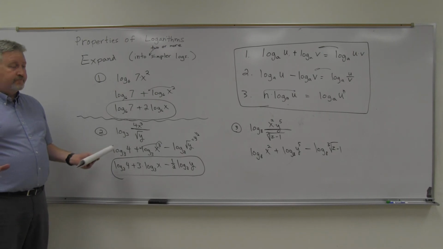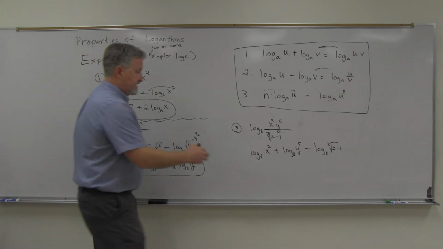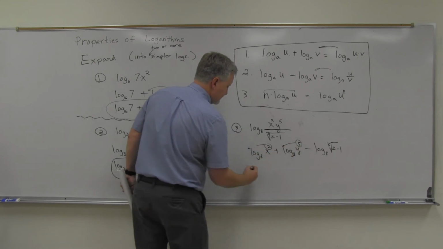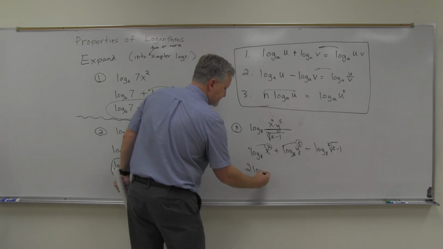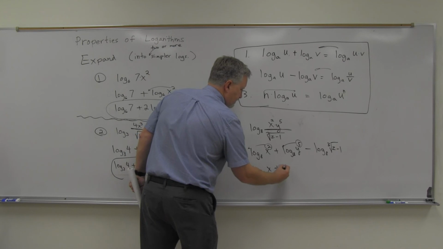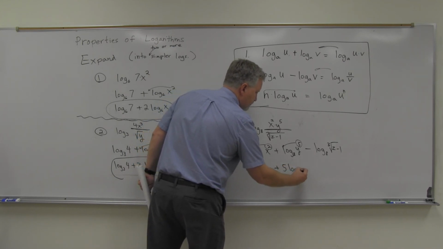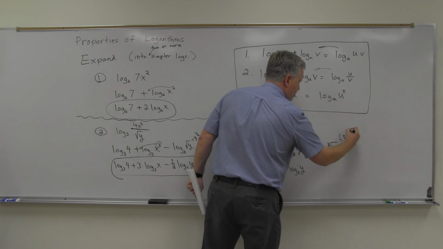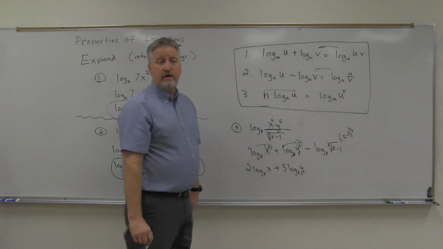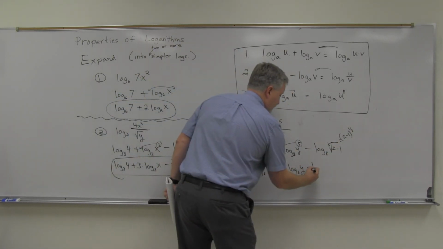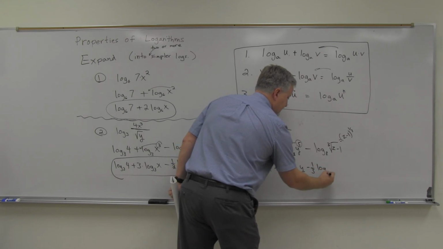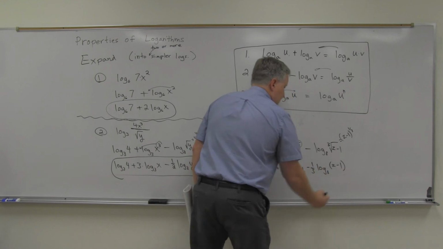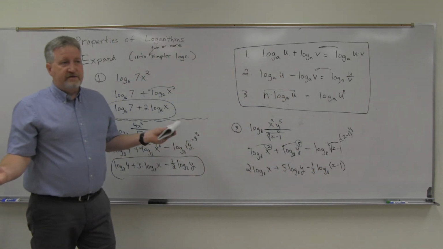Now, the powers come out. That pops out, that one pops out, so it'd be 2 log base 8 of x plus 5 log base 8 of y. And then this would be z minus 1 to the 1/3 power. Cube root is 1/3 power. And so that would be minus 1/3 log base 8 of z minus 1. So it's pretty much the same deal.